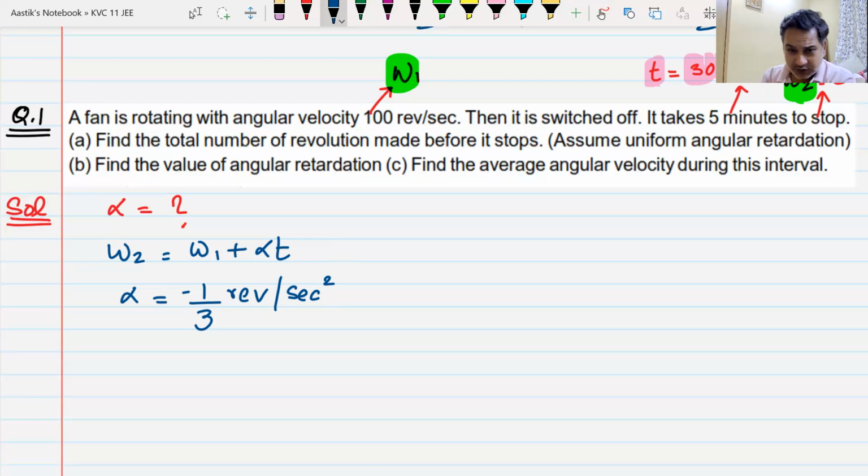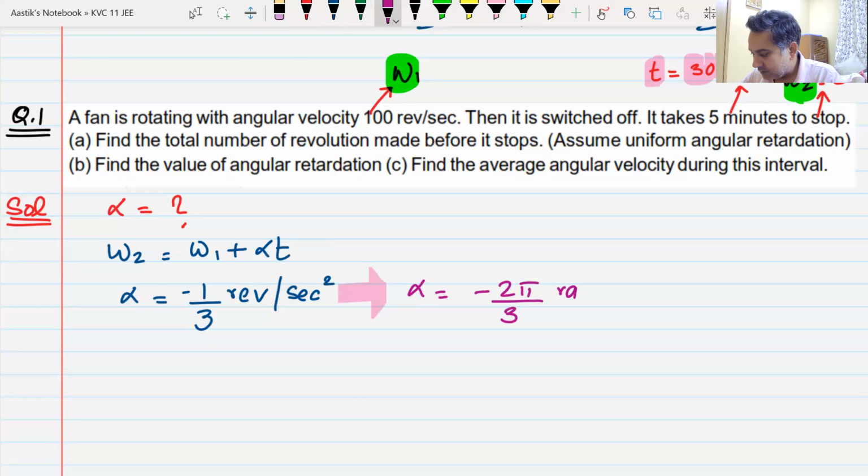Now, if you want to convert it into radians per second square, remember seconds are the same, so you can convert it by multiplying by 2 pi, because one revolution is 2 pi angle. So you can write it like this also: alpha will be minus 2 pi by 3 radians per second square. Do we understand this? That is alpha. Once you get the value of alpha, you can find out the rest of the things.